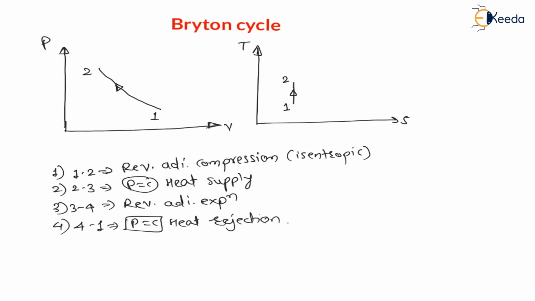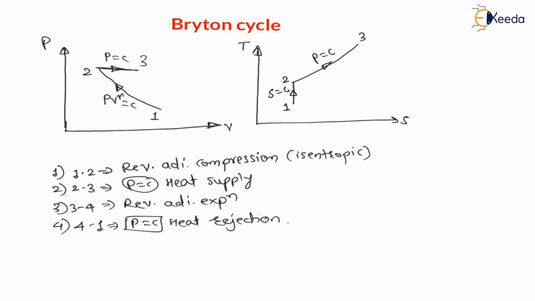Then 2 to 3 is constant pressure heat supply. Therefore at constant pressure volume increases as heat is supplied. 1 to 2 is reversible adiabatic, meaning PV raised to gamma is equal to constant, and isentropic means entropy is constant. Now 2 to 3 is constant pressure heat supply, meaning volume increases, and as heat is supplied both entropy and temperature increase. Therefore 2 to 3 will be like this.